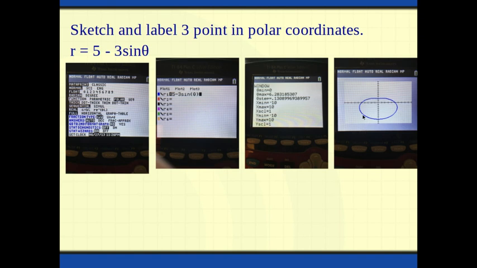It's almost like a heart shape. Sometimes this is called a dimpled limaçon curve as well, because it doesn't quite go through the origin. It's not quite a perfect heart shape.